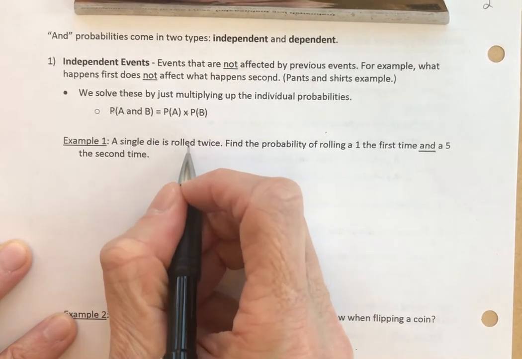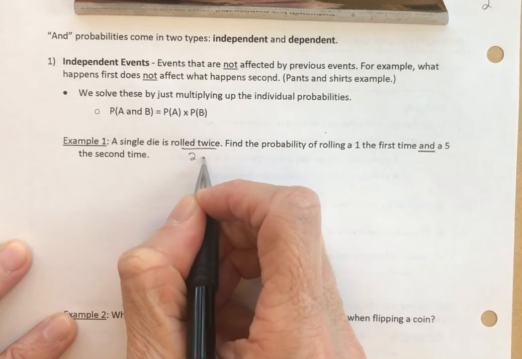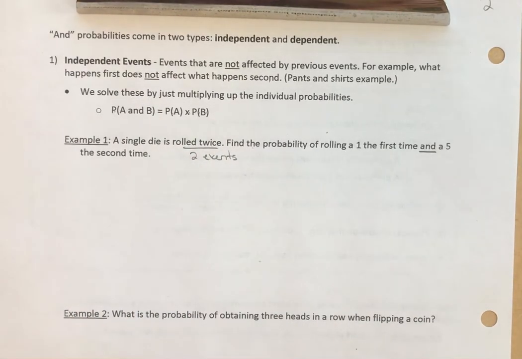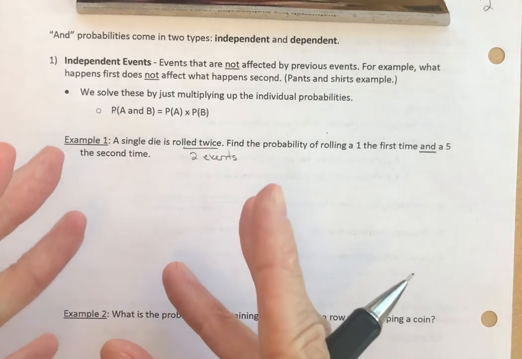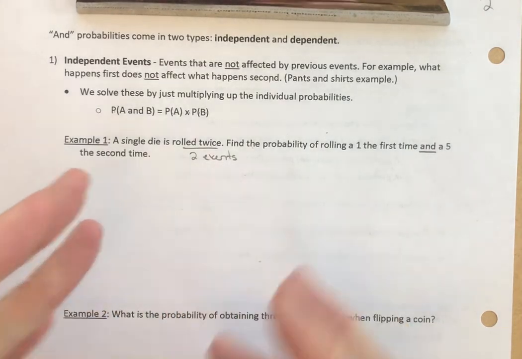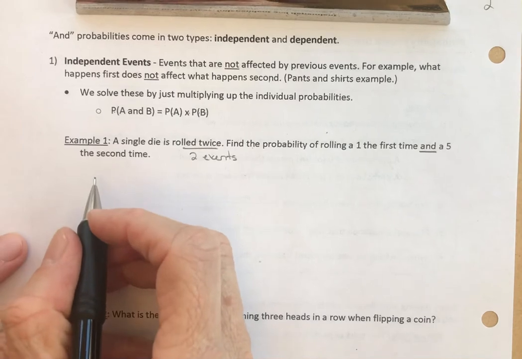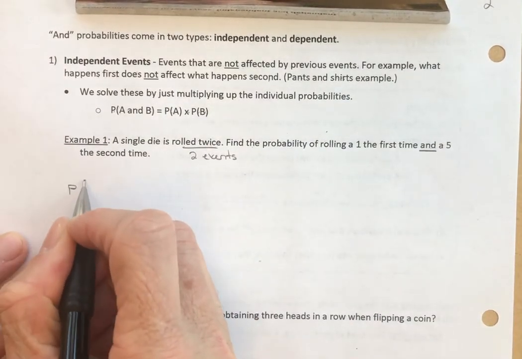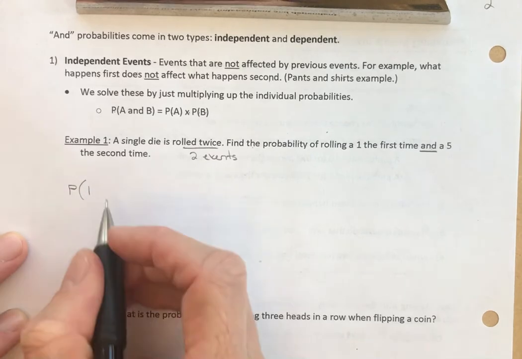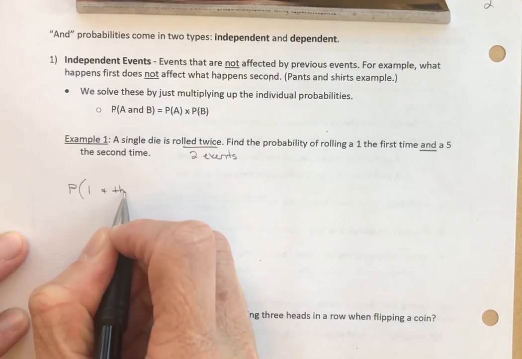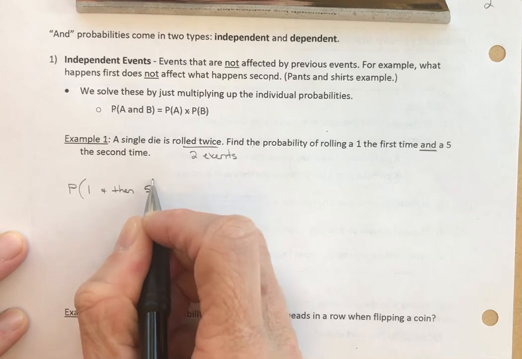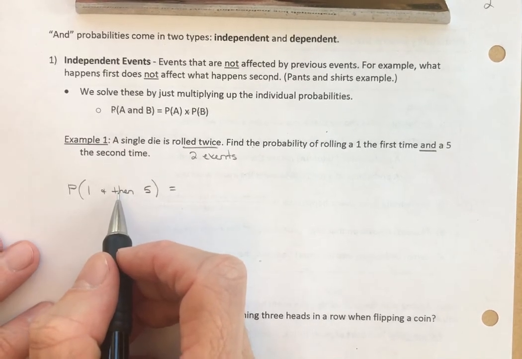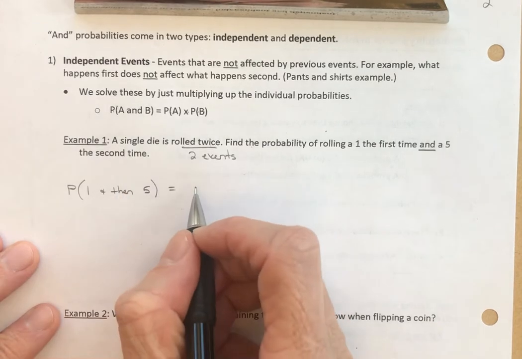So let's look at this. We're rolling twice. We have 2 events happening. The first event is the first roll. The second event is the second roll. So I'm going to write this down. Notice the word then is not here, but I'm going to write it down. So I want the probability of a 1, and then I want to get a 5. This and then tells me I'm going to be doing 2 things. Well, what's the probability?